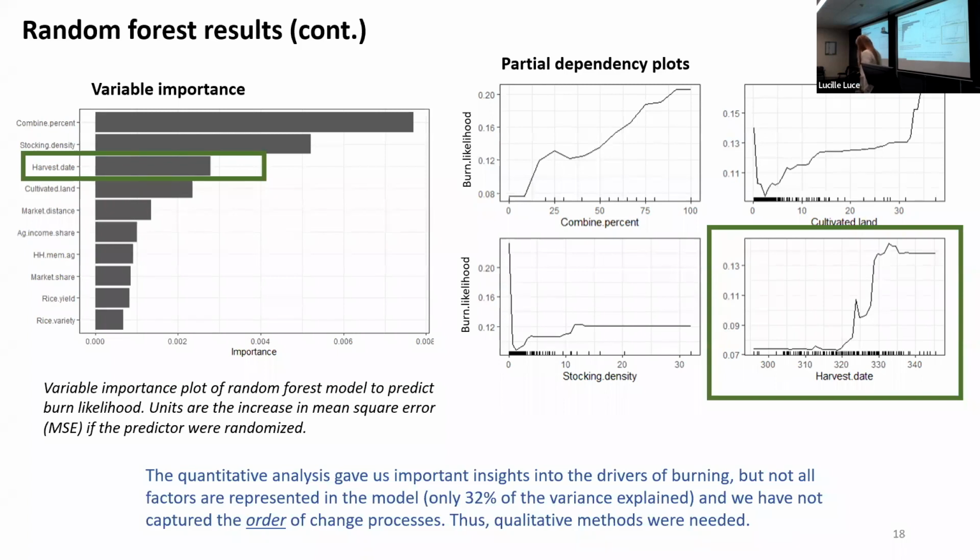Now, this quantitative work was useful. It gave us insights into the predictors, although it did only explain a small amount of the variance. So we know there are some things missing and we need to do further work. That's why we went into the qualitative piece, as it is also very difficult to understand the order of change processes quantitatively. This is where the qualitative piece came in.